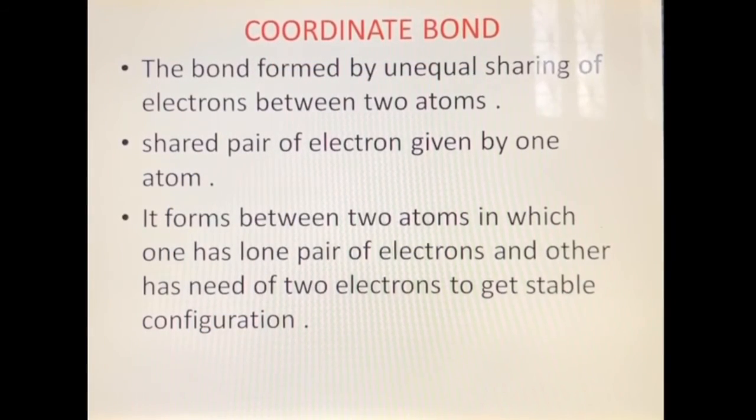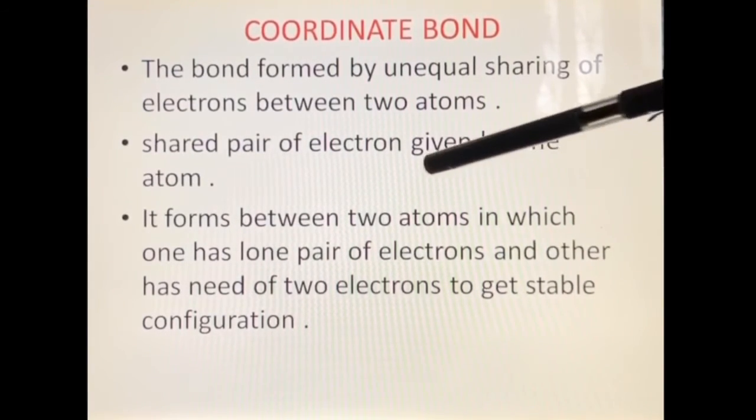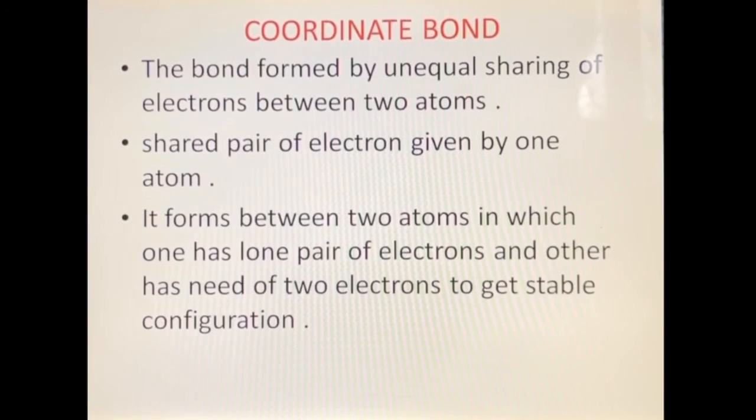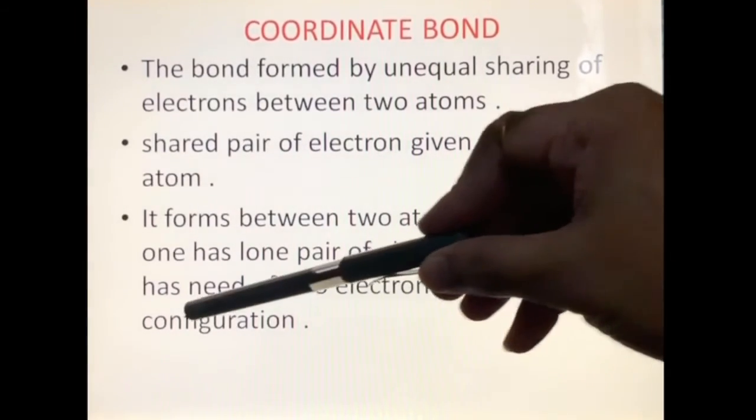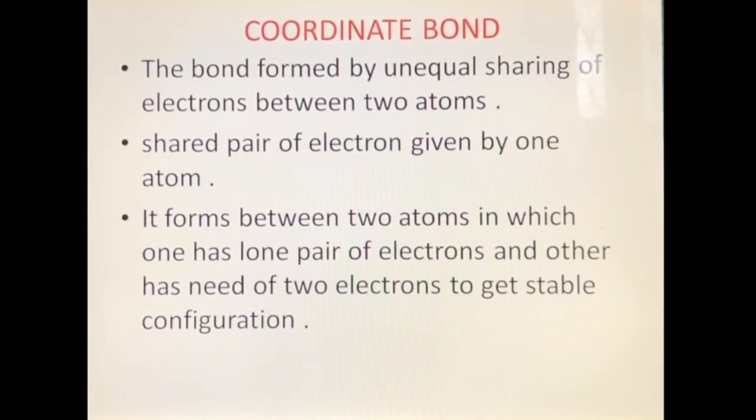A coordinate bond is formed between two atoms by unequal sharing of electrons, where the shared pair of electrons is given by one atom, meaning the shared pair belongs to one atom only. That is why it is known as unequal sharing, and it only takes place if one atom has a lone pair and another atom has a deficiency of 2 electrons to get a stable configuration. A lone pair of electrons is a free pair of electrons.